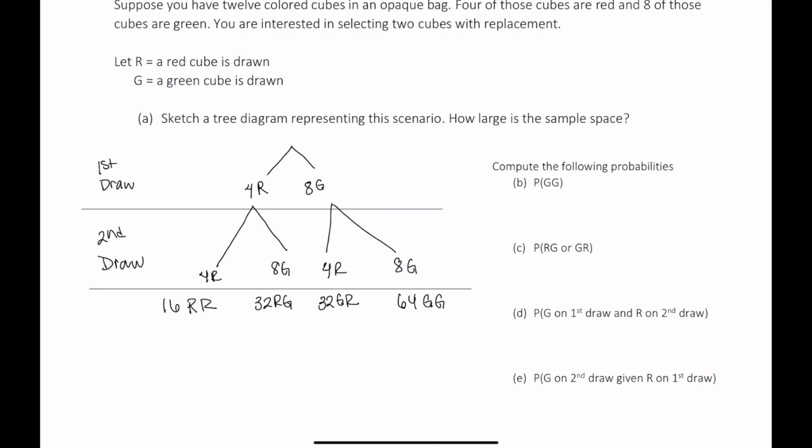So the size of this sample space is equal to 16 plus 32 plus 32 plus 64. So that's 144.